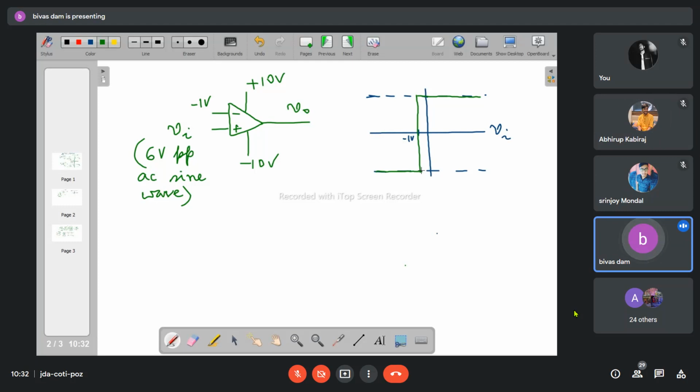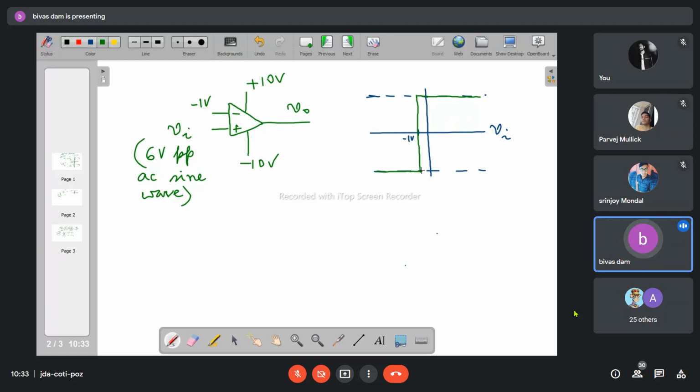But here, another point you must note. The input voltage is specified. What is the input voltage? 6 volt peak to peak AC sine wave.